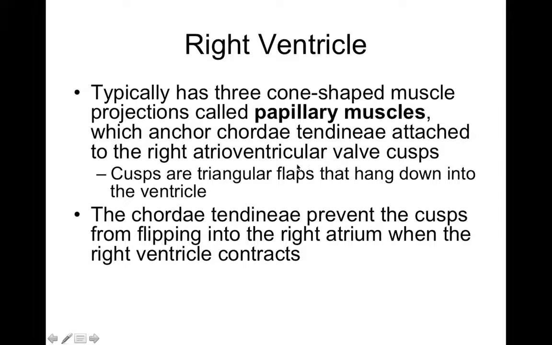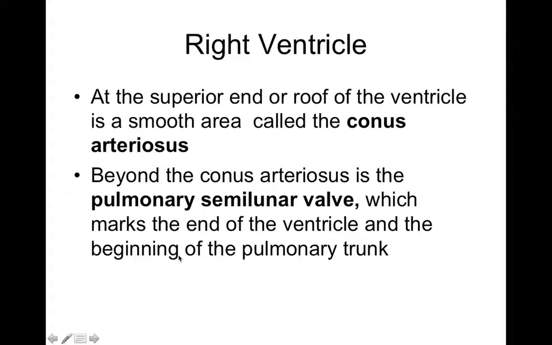Those are attached to the AV cusps. So each of the cusps of your valve has chordae tendineae attached, and these papillary muscles will contract and pull on these cusps, and that way they can help oppose the upward force of blood, which has a tendency to want to have those valves open up. So these help prevent backflow while the ventricle is contracting.